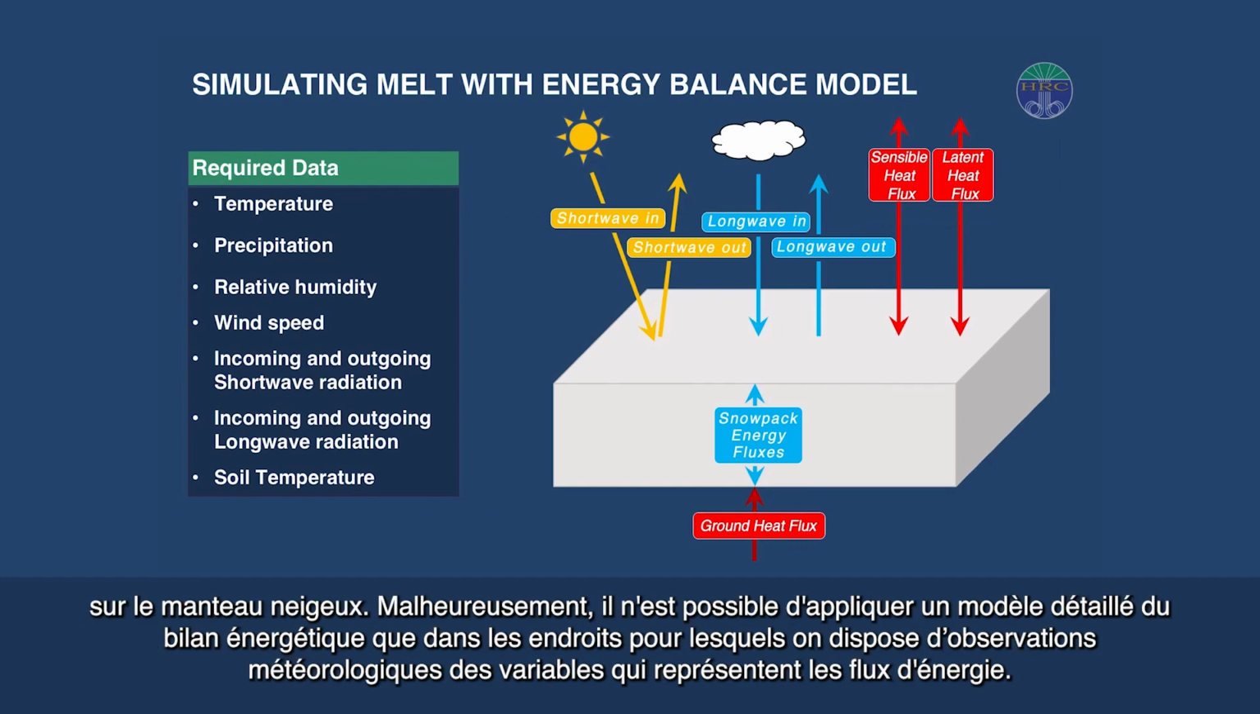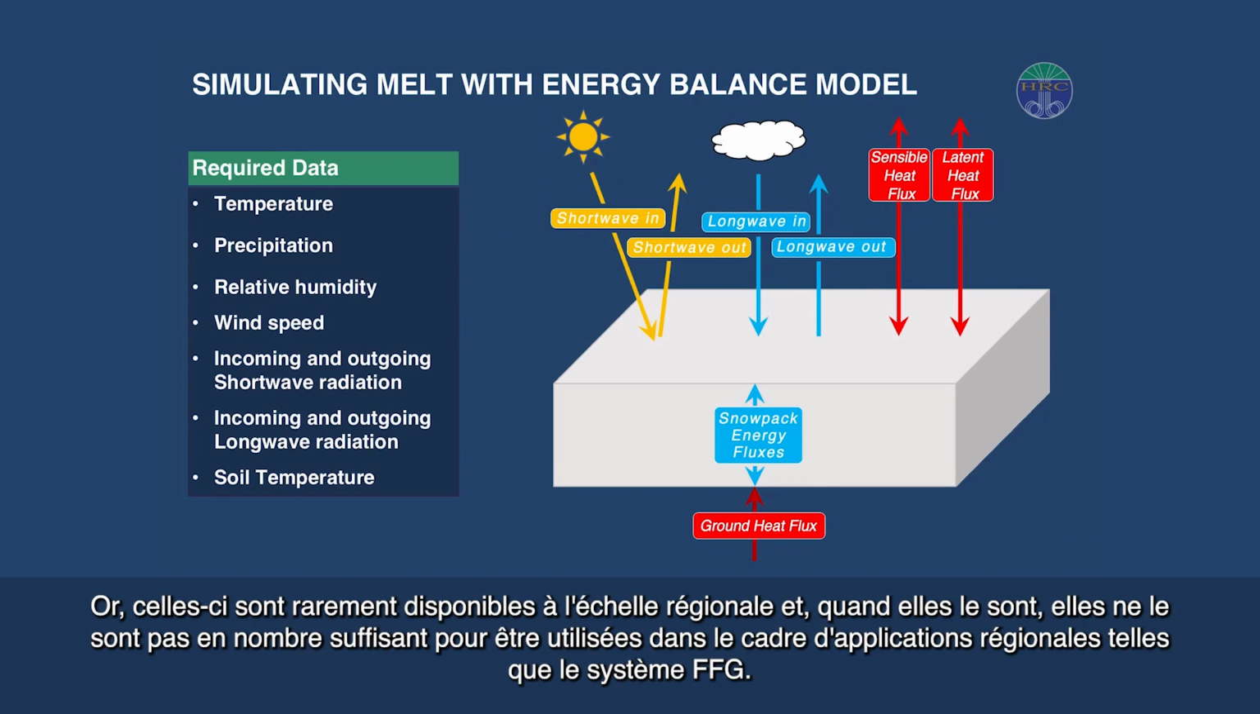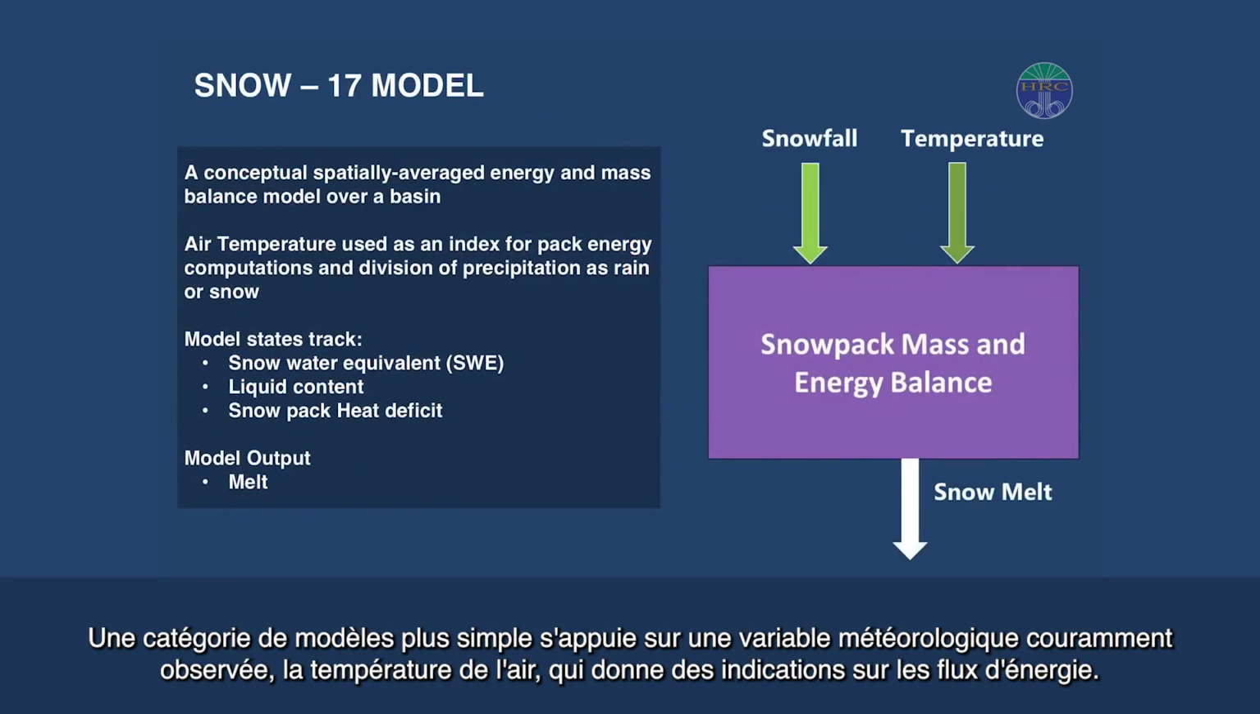Unfortunately, applying a detailed energy balance model can only be done in locations that have meteorological observations of variables that represent these energy fluxes. These are rarely available on a regional scale and in a sufficient density that warrants regional applications such as the FFGS. A simplified family of models are models that rely on air temperature, which is a commonly observed meteorological variable, as an index for the energy fluxes.